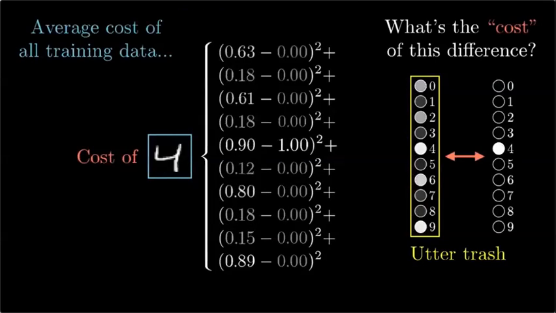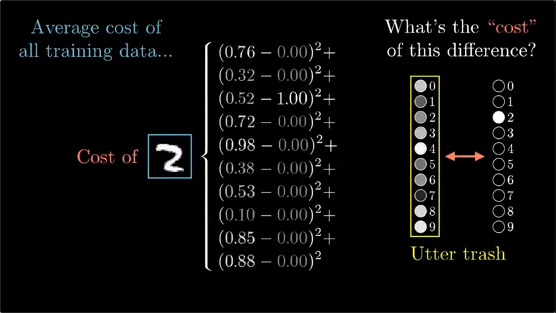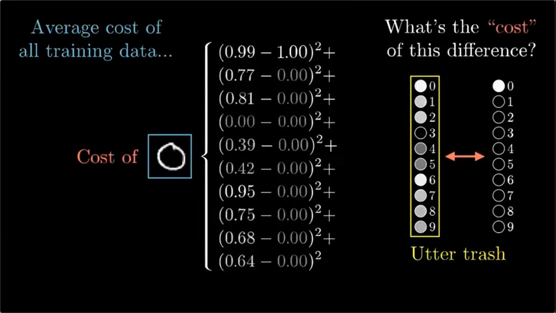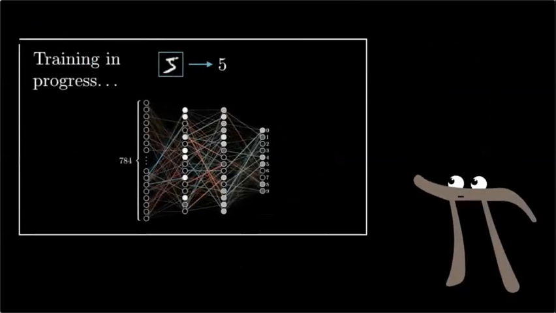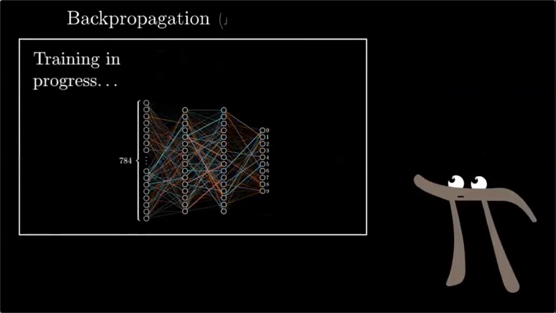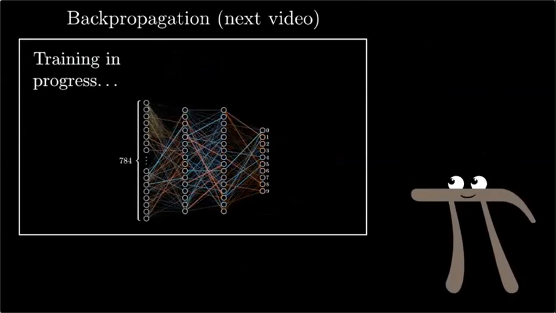It's important to remember, this cost function involves an average over all of the training data. So if you minimize it, it means it's a better performance on all of those samples. The algorithm for computing this gradient efficiently, which is effectively the heart of how a neural network learns, is called backpropagation, and it's what I'm going to be talking about next video.